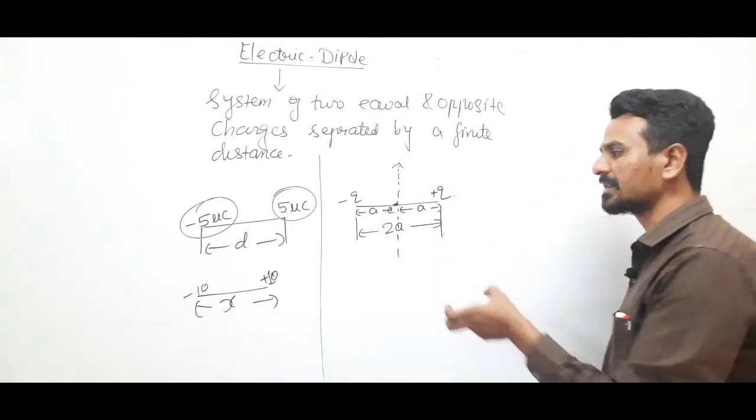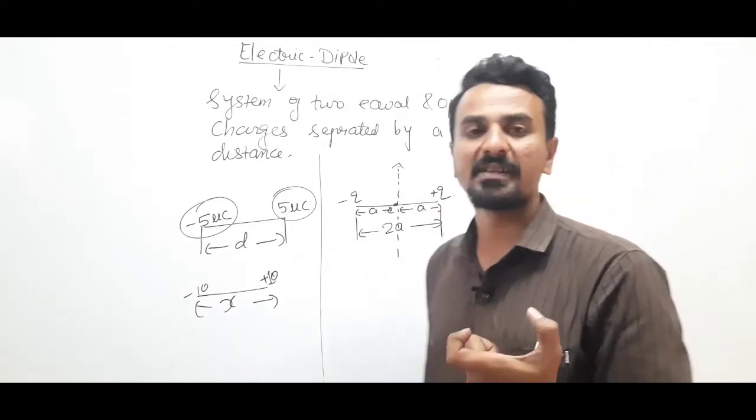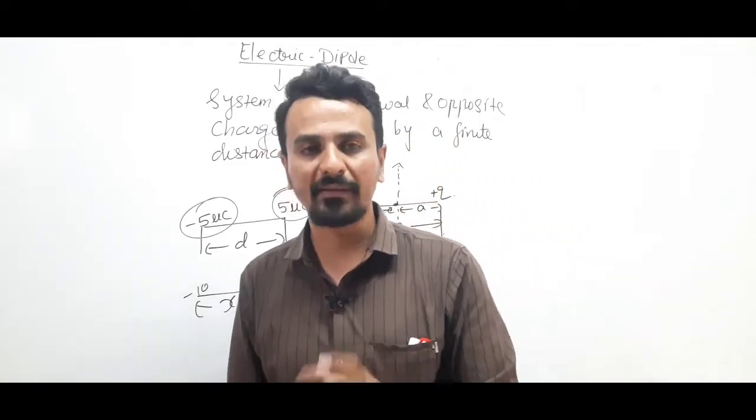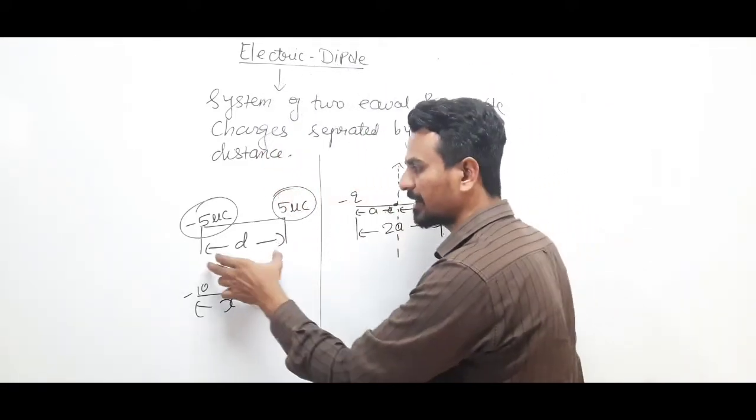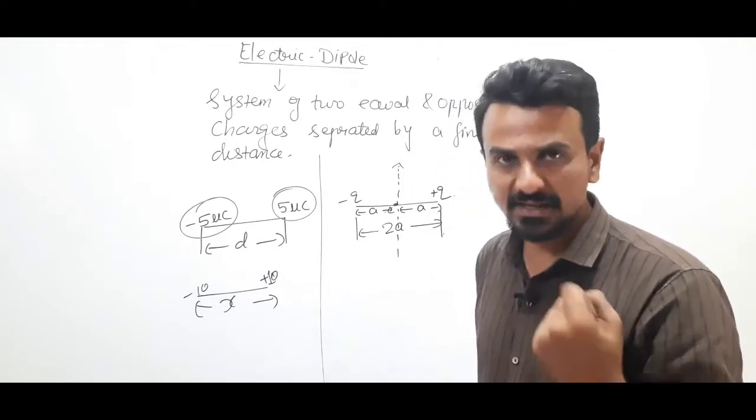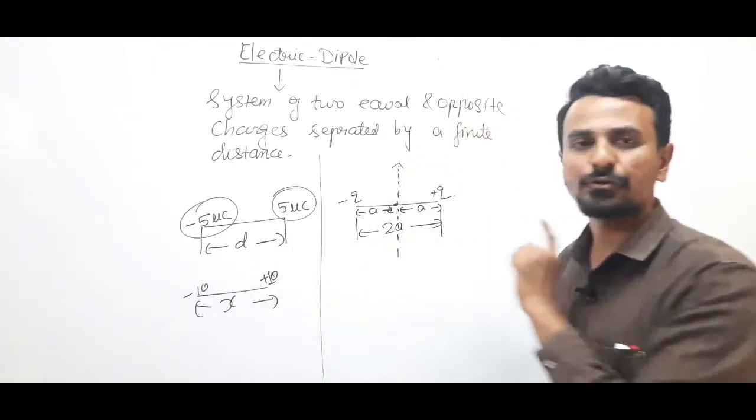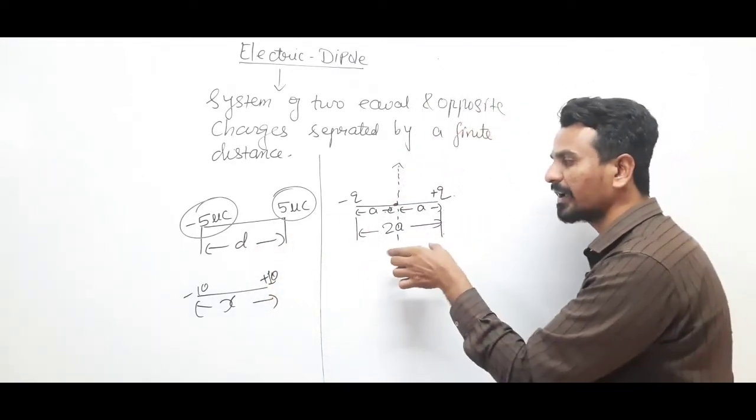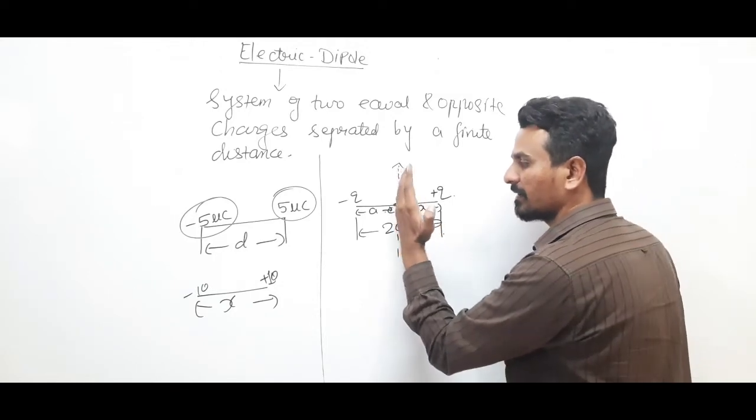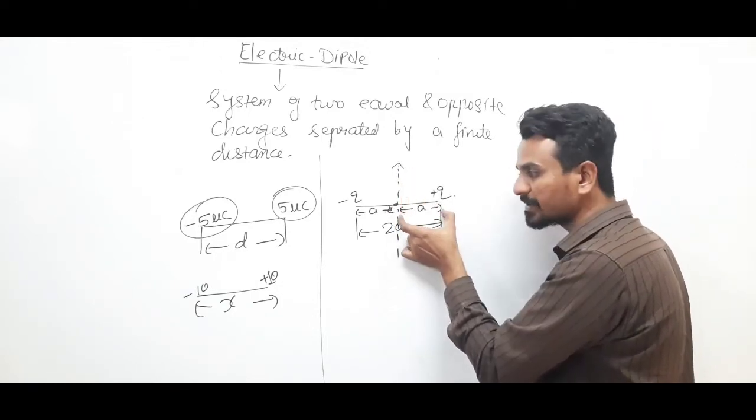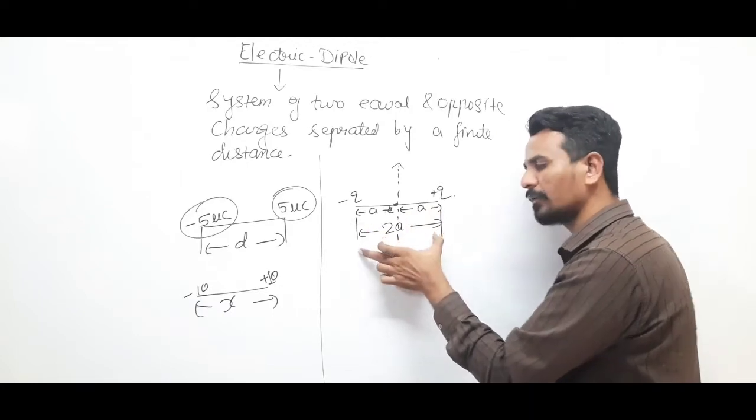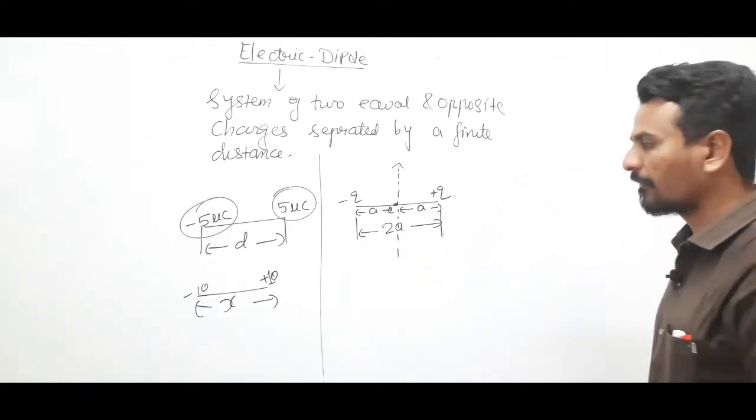It is not compulsory that the finite distance should always be in the form of 2a, 2d, 2x, no, right? See, here we have taken the distance between the two charges as d, so d will be equal to 2a. We are taking 2a here because this is the center of the dipole and we are taking this distance as a, this as a, so the total will be 2a.